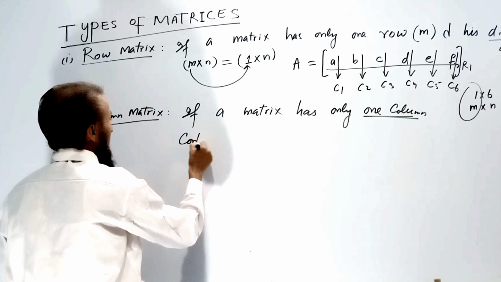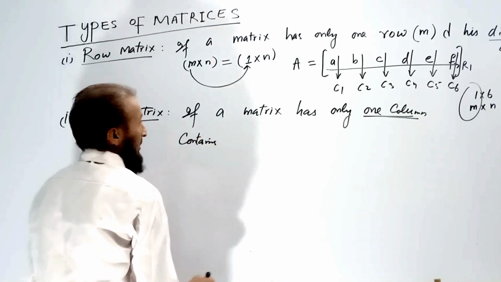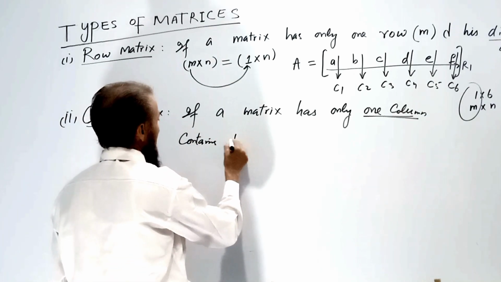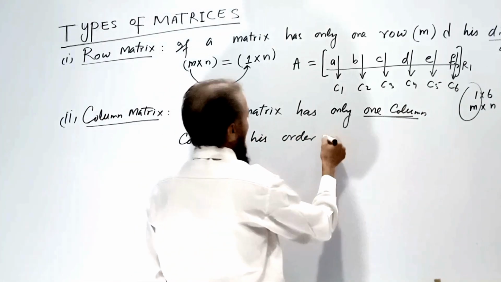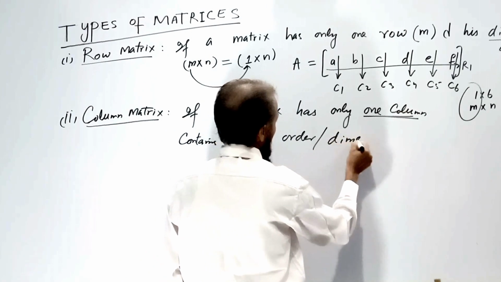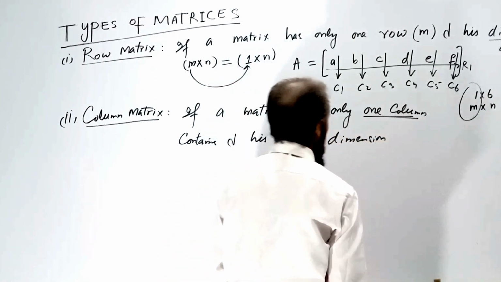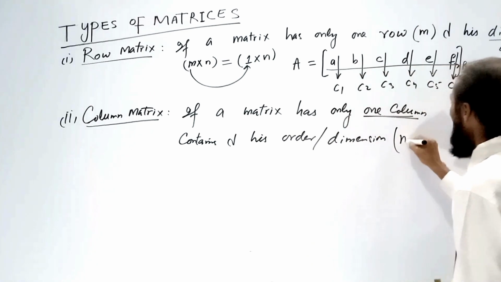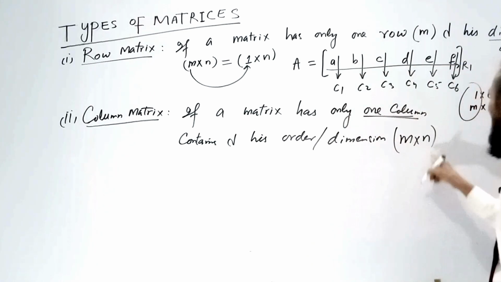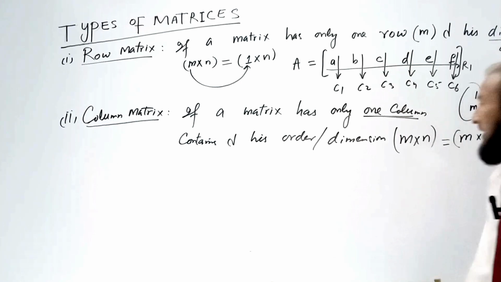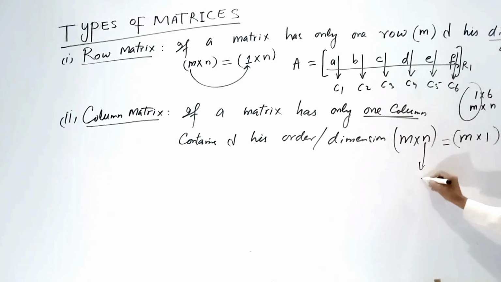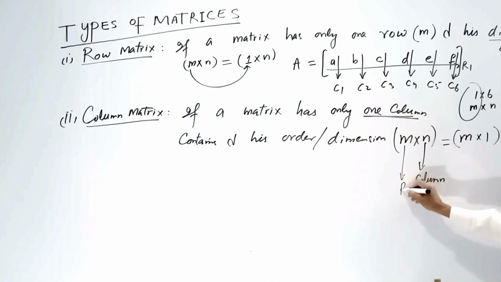and has order or dimension generally m cross n, but here in the place of n we put 1 because we are defining the column matrix. Here n represents columns and m represents rows.